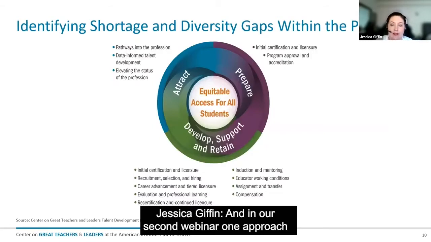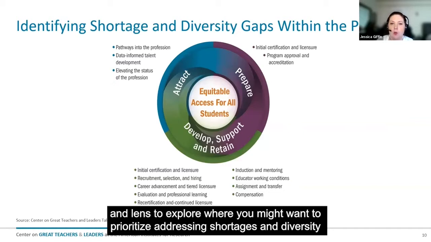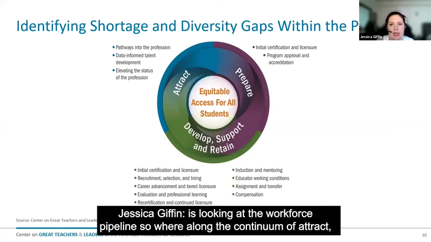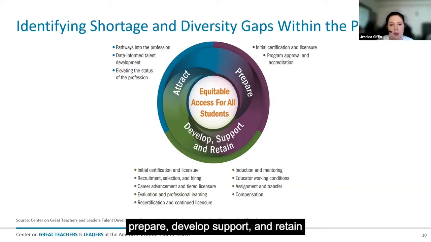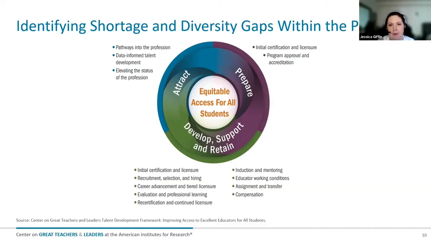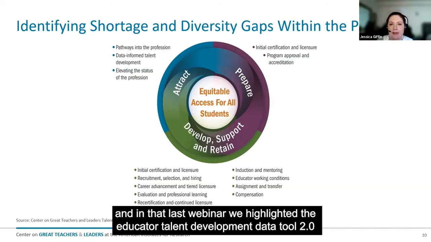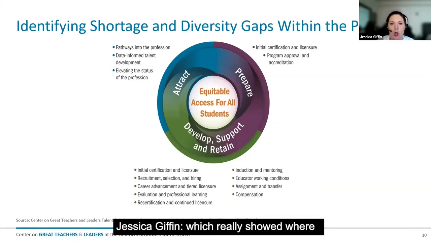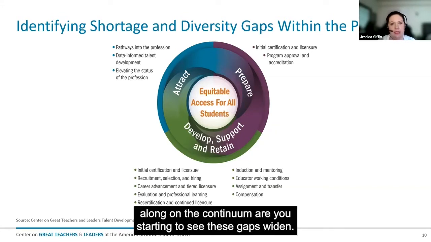And in our second webinar, one approach and lens to explore where you might want to prioritize addressing shortages and diversity is looking at the workforce pipeline. So where along the continuum of attract, prepare, develop, support, and retain do you need to focus? Where are you starting to see the gaps? And in that last webinar, we highlighted the Educator Talent Development Data Tool 2.0, which really showed where along the continuum you are starting to see these gaps widen.